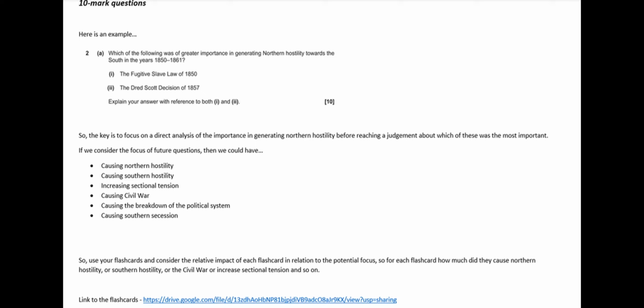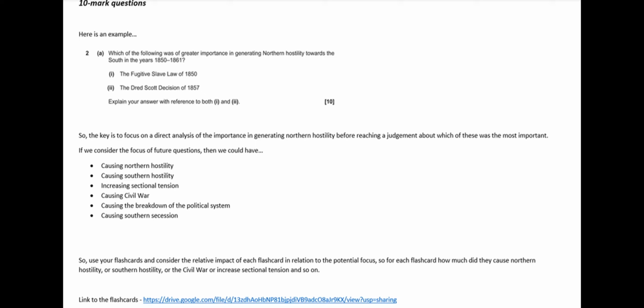So if we think about the sectional tension 1850 to 61 part of the course, we can then consider what the focus of future questions might be. It might be about causing northern hostility, as we've seen there. It could be causing southern hostility. It could be increasing sectional tension. It could be causing the Civil War. It could be causing the breakdown of the political system or causing southern secession.